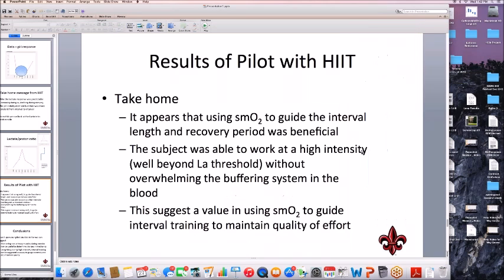So the take-home result of that: it appears that using SMO2 to guide the interval length and recovery period was beneficial. The subject was able to work at a high intensity well beyond the lactate threshold without overwhelming the buffering systems in the body, and this suggests a real value to using SMO2 to guide interval training to maintain quality of effort.